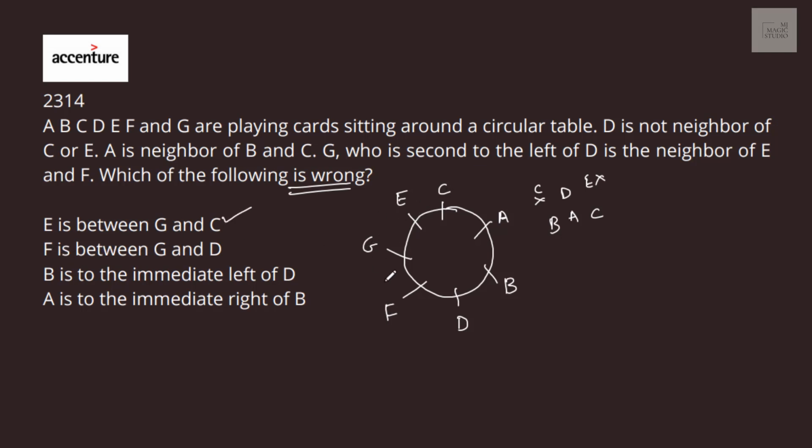F is between G and D. F is between G and D is correct. B is to the immediate left of D? No, B is to the immediate right of D. And the next one, A is immediate right of B. Yes, A is immediate right of B. That is correct. That means which one is wrong? Option C is wrong. Option C is the correct answer, since we were asked which of the following 4 is wrong.